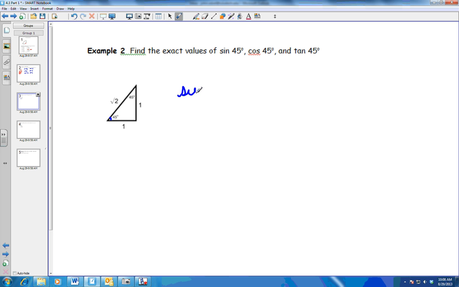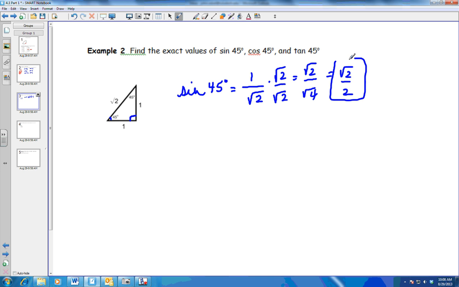So the sine of 45. Sine, remember, is opposite over hypotenuse. This is our right angle right here. If this is my angle, the opposite side is 1 and the hypotenuse is the square root of 2. We're not going to leave a radical sign in the denominator, so I'm going to rationalize. When I do that, I get the square root of 2 over 2. That's the sine of 45 degrees.